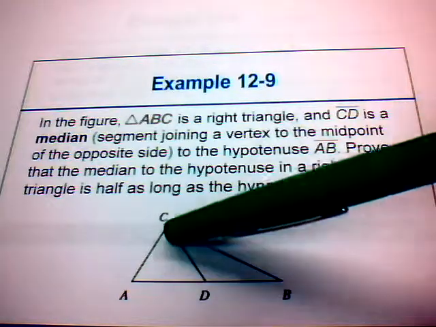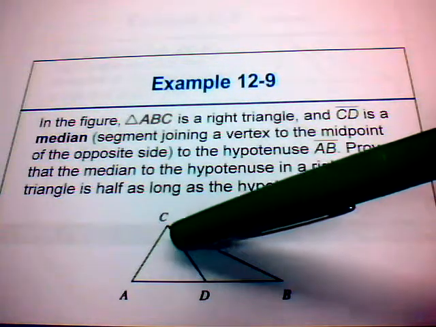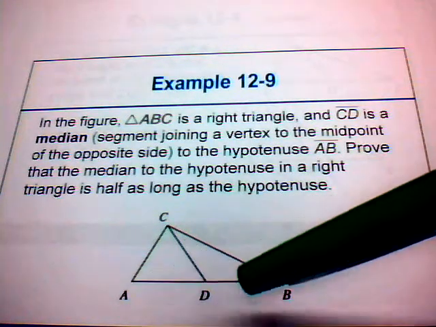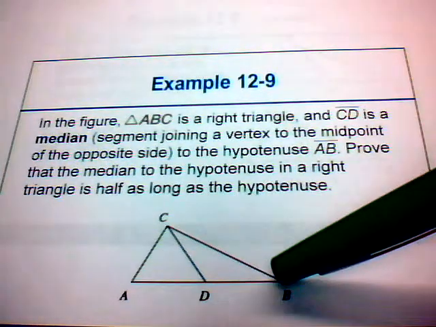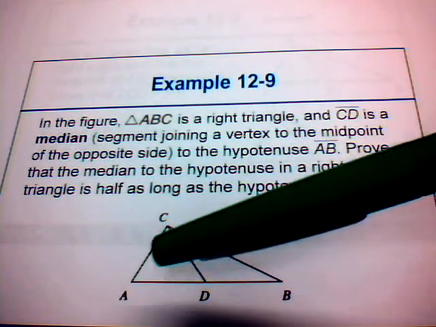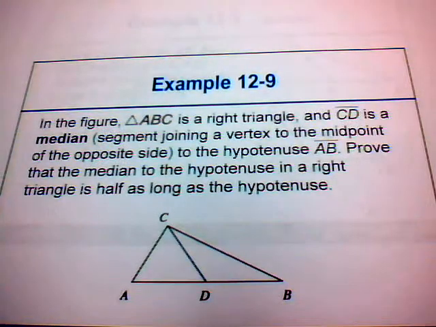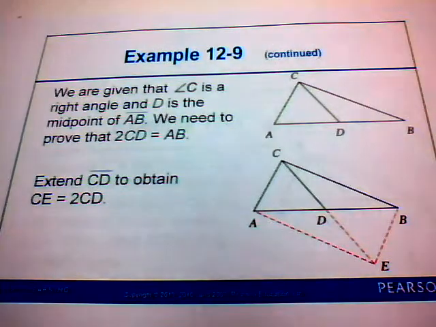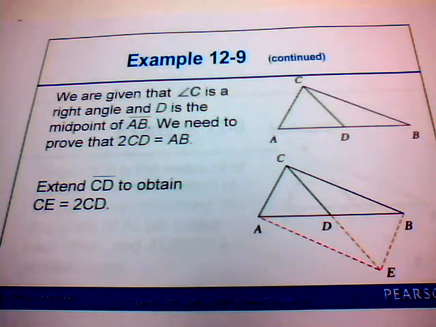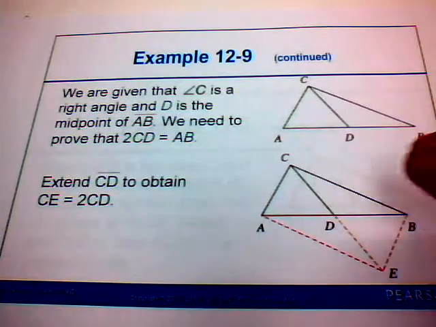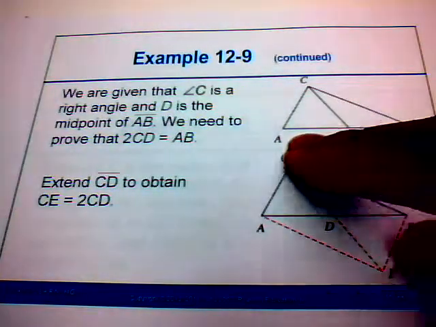So in this case here, line segment CD is the median. Starts at the vertex, which is C, and it goes to the midpoint of the opposite side. D is the midpoint of line segment AB, which means that D is in the center of AB. So line segment CD is called your median. Okay, now we're given the angle C is a right angle, and D is the midpoint of AB. So what we need to prove is that 2 times the length of CD is going to be equal to AB.